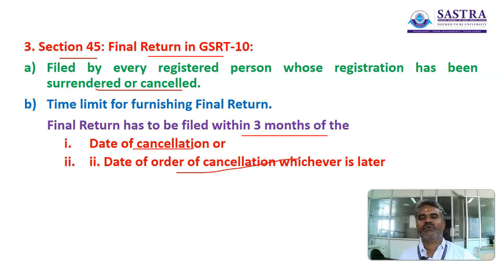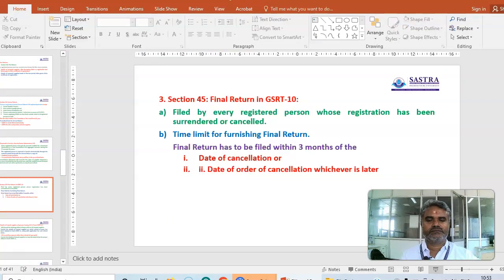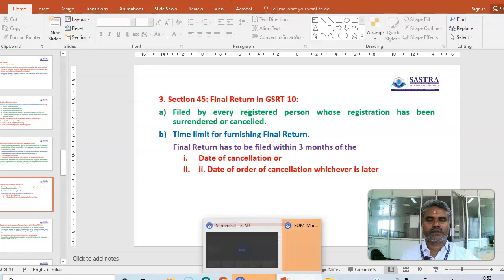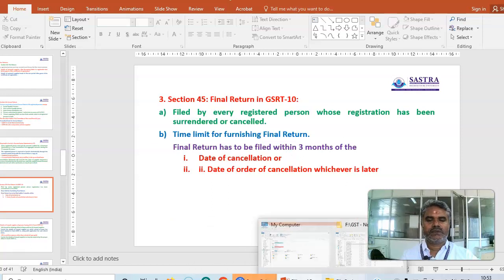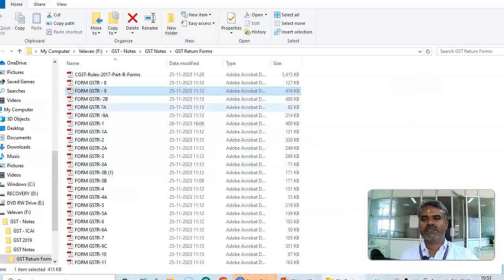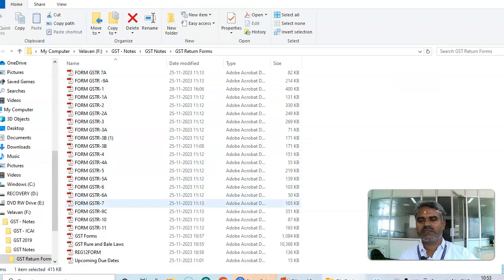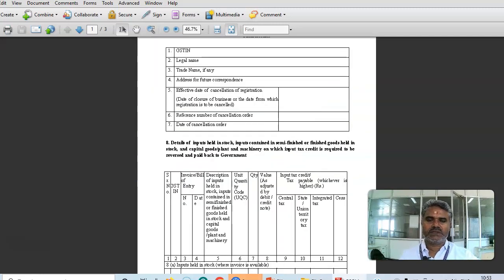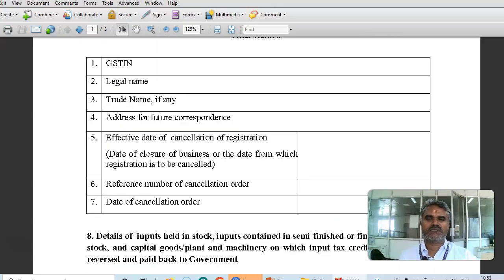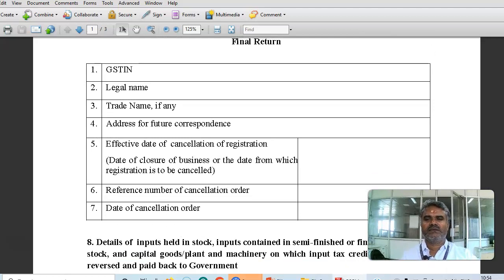Okay. So now I will show the GSTR 10. Where is GSTR 10? Yes, GSTR 10, final return.